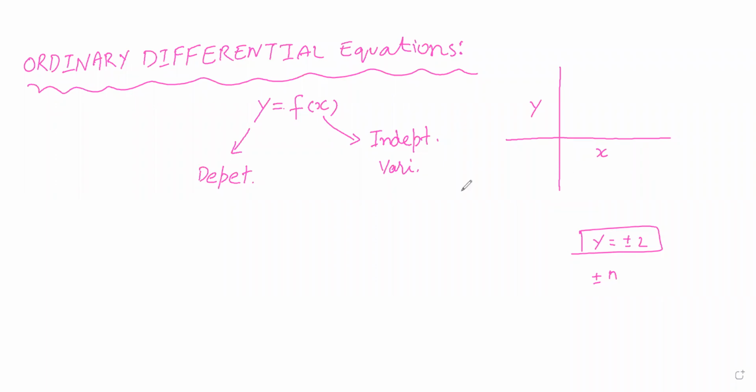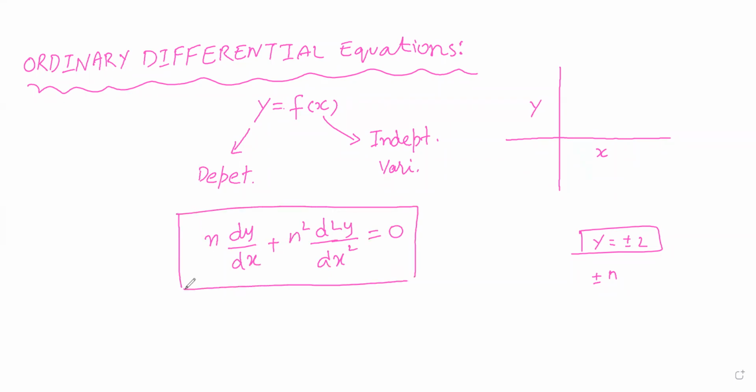When we add differential terms here, for example, we write n dy by dx plus n squared d squared y by dx squared equals 0. Such equations are known as ordinary differential equations, in which there is only one independent variable and one dependent variable.